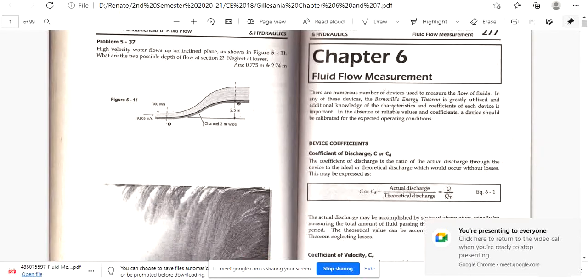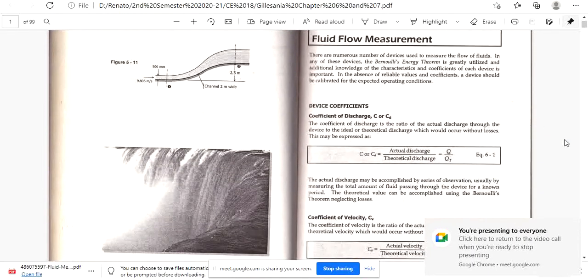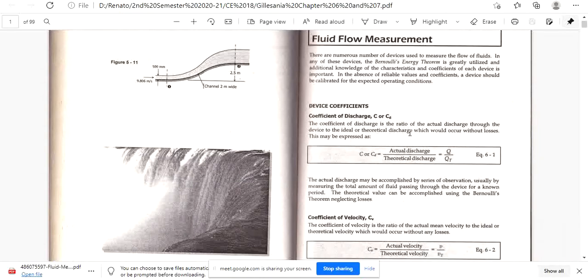Okay, so katong atong naggamit na mo og coefficient of discharge sa midterm. So that was already in chapter 6. So akong i-explain sa tong coefficient of discharge. The coefficient of discharge is the ratio of the actual discharge through the device to the ideal or theoretical discharge that would occur without losses. So ang kanang makuha nato through the device, that is your actual discharge.